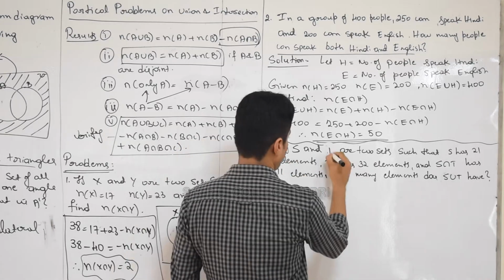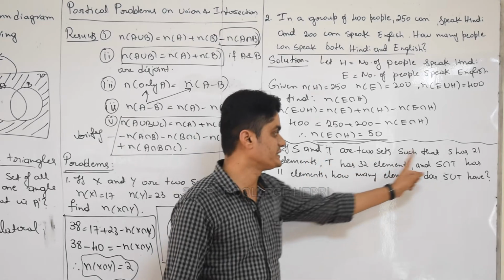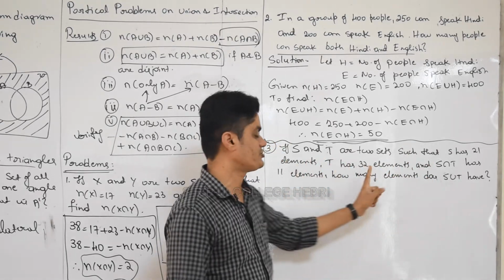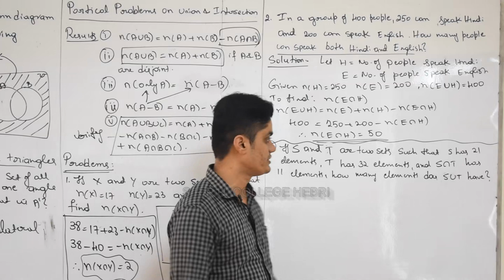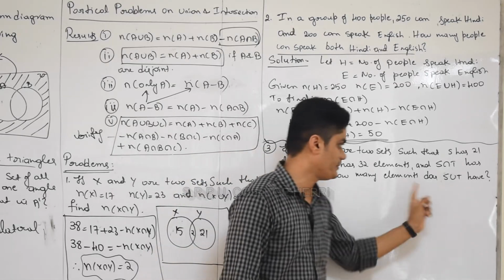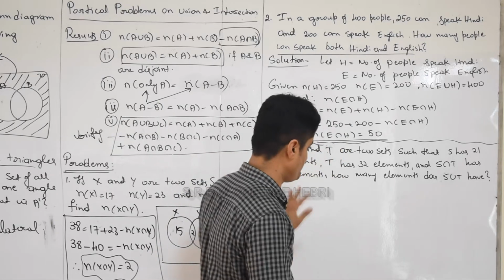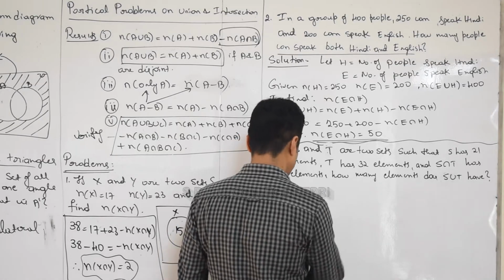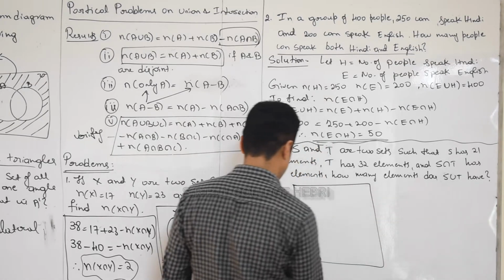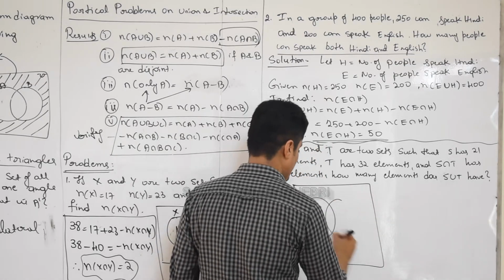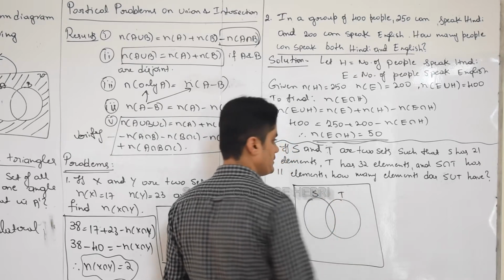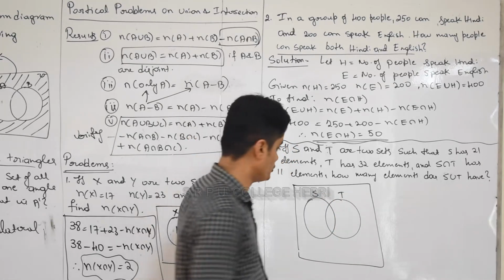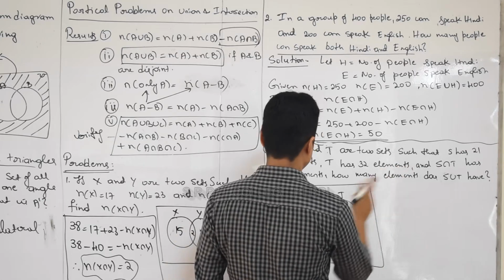So next question. If S and T are two sets such that S has 21 elements, T has 32 elements and S intersection T has 11 elements, how many elements are in S union T? See, for this particular problem there is no need to use a formula directly. You can write one Venn diagram to answer this, because you know the common part, the number of elements which is common to both. How many? S intersection T has 11 elements.